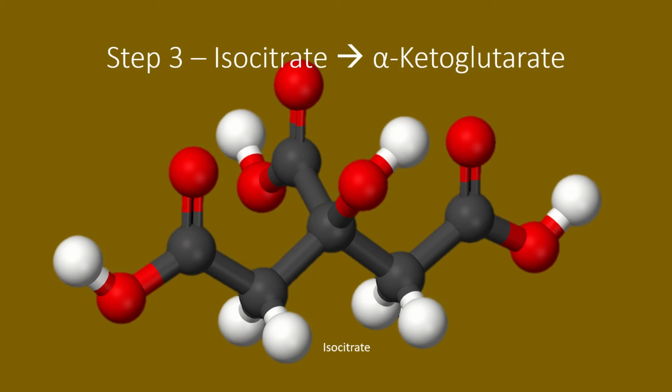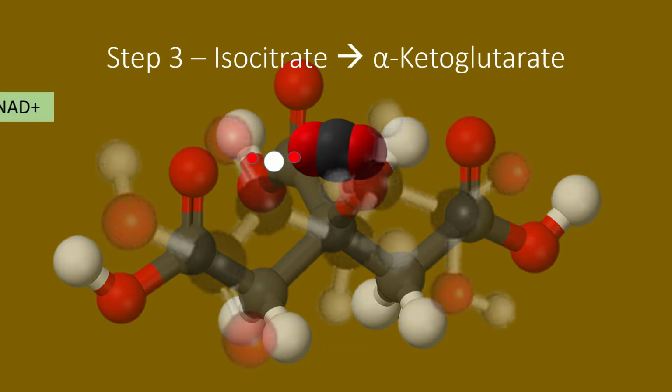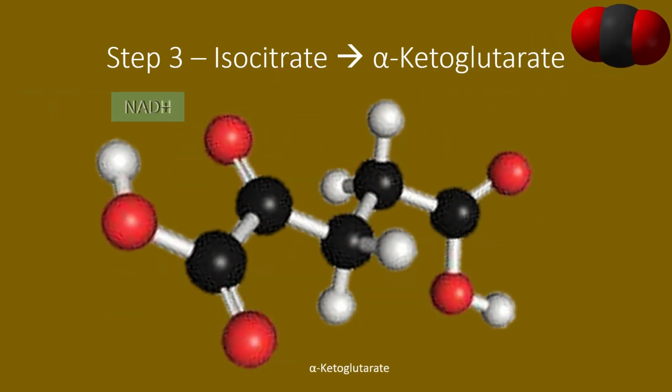So in step three, the 6-carbon isocitrate is then oxidized to 5-carbon alpha-ketoglutarate. This happens by removing a carbon group as carbon dioxide. As this happens, it frees another hydrogen ion and 2 electrons, which are then used to reduce NAD plus into NADH. NADH then delivers the electrons and hydrogen ions to the electron transport chain.